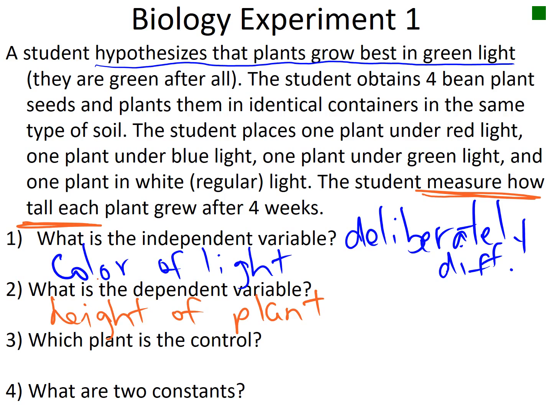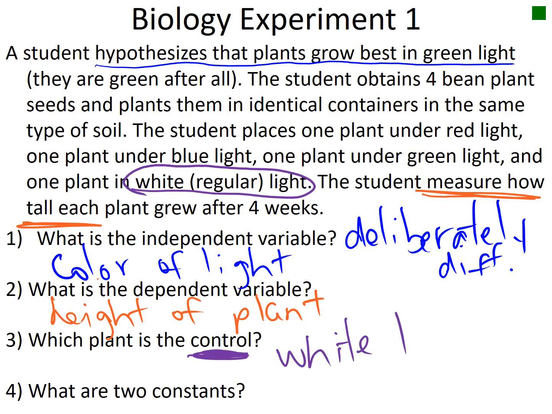Okay, which plant is the control? Remember, the control is our standard for comparison. So in this case, where do plants normally grow? A plant normally grows outside in regular or white light. So for that reason, the white light would be the control. And then what are 2 constants?